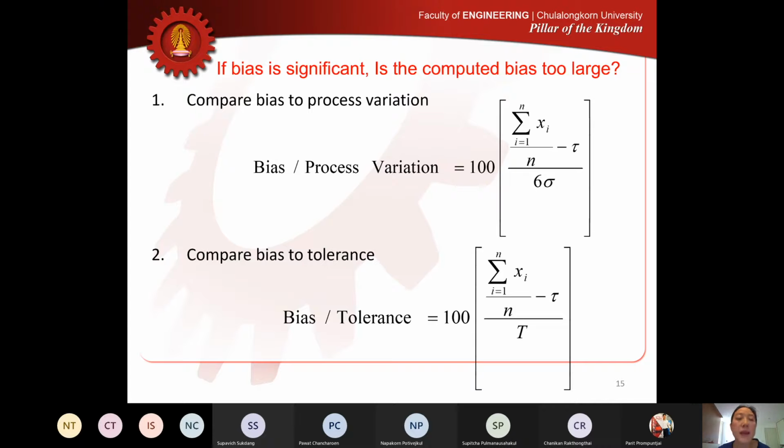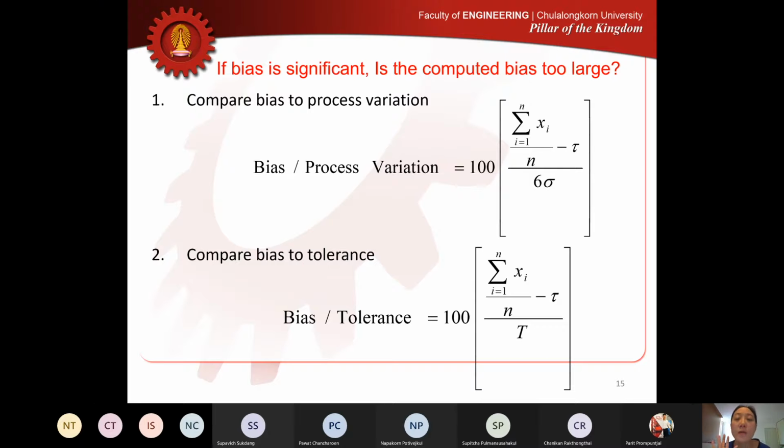So to make the decision, we will base it on the first indicator, because we pay attention to process variation, because the process variation is what we want to measure, right? We do not want to measure the tolerance. So when we want to measure the process variation, we have to make sure that the amount of bias is not that much compared to what we are going to measure. That is why we have to focus on the first indicator.